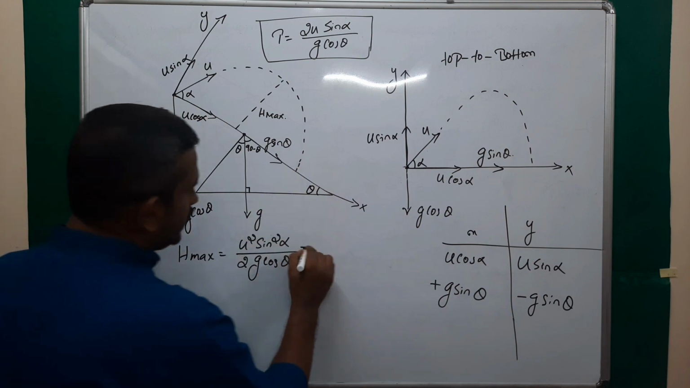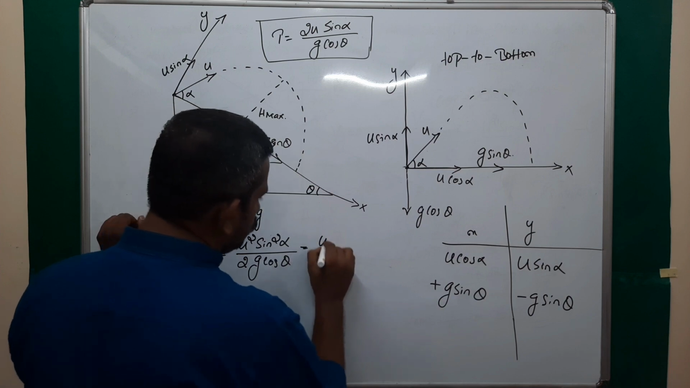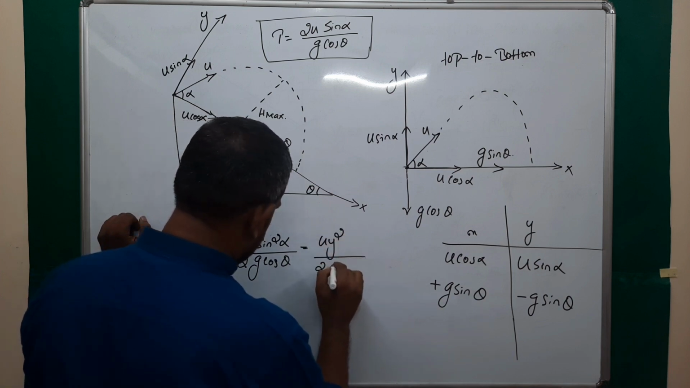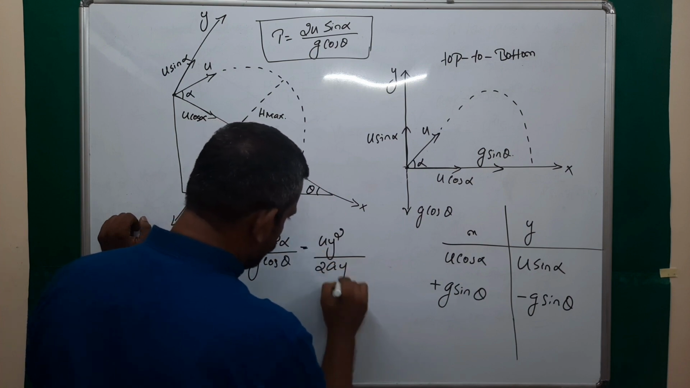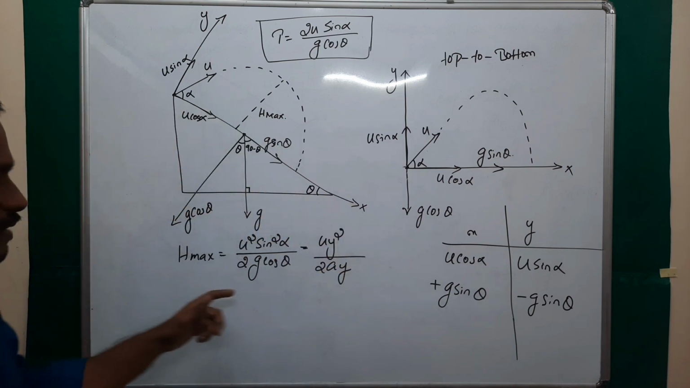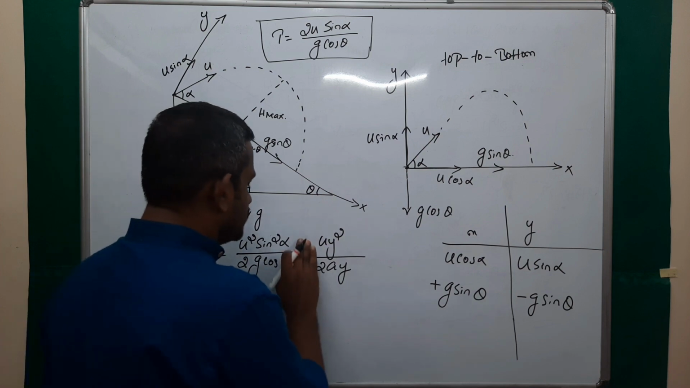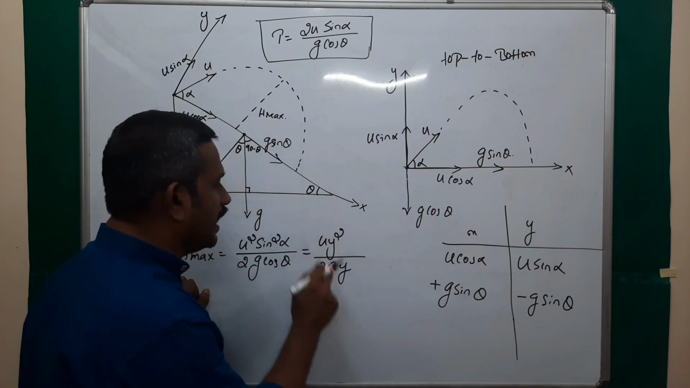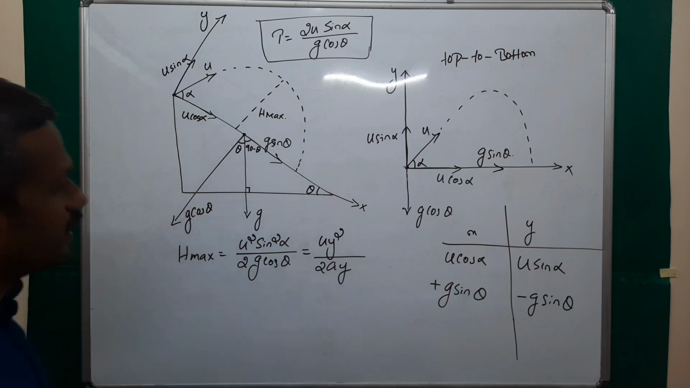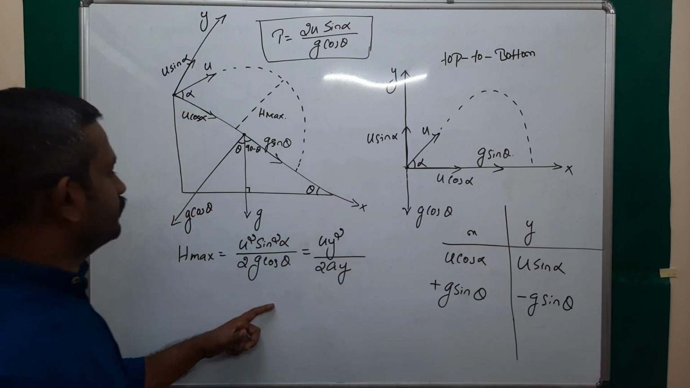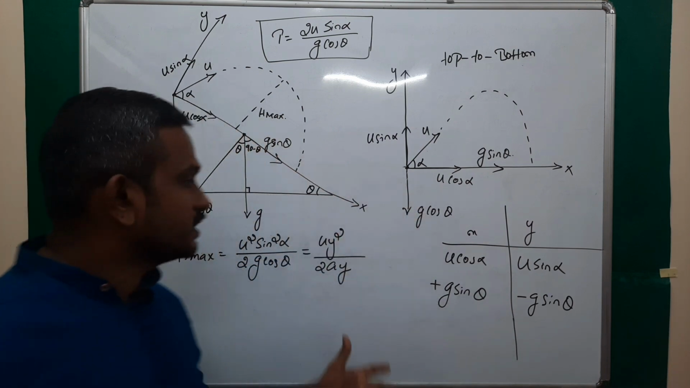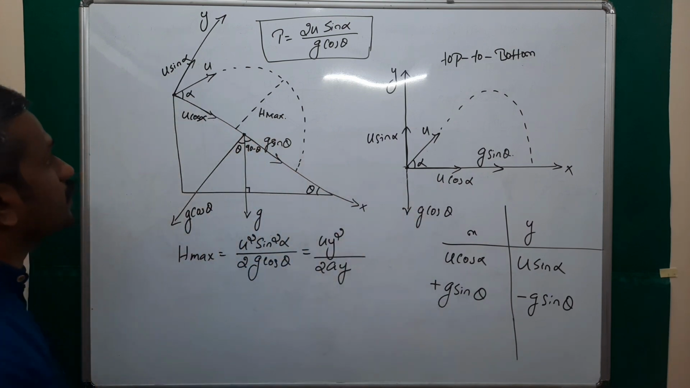So we can write that as uy square divided by 2ay. What is the meaning? That is the velocity in the y direction squared divided by 2 times the acceleration in the y direction. So the same formula we can apply, because the acceleration in the y direction has not changed. So the same component we are using.